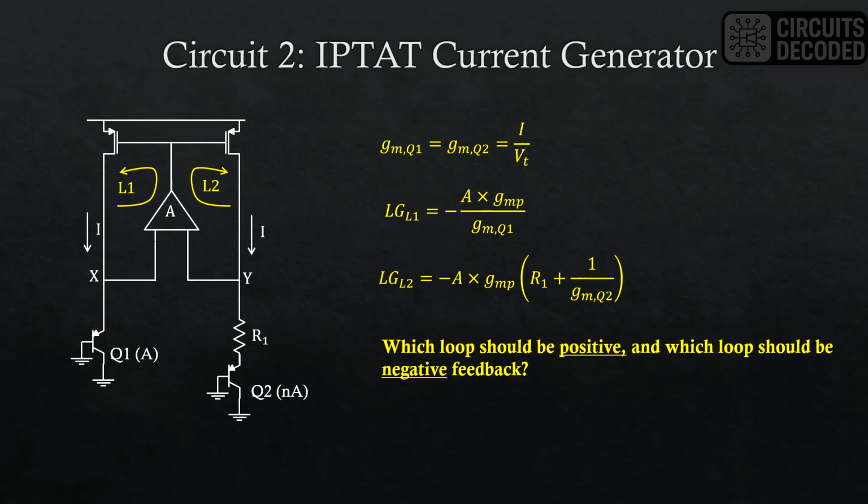Now the question is, which loop should be positive and which loop should be negative feedback? If your answer is L2, you are correct. The idea is to make the loop gain of the negative feedback loop greater than the positive feedback loop so that the overall feedback is negative. And hence, the input terminal polarity should be like this.